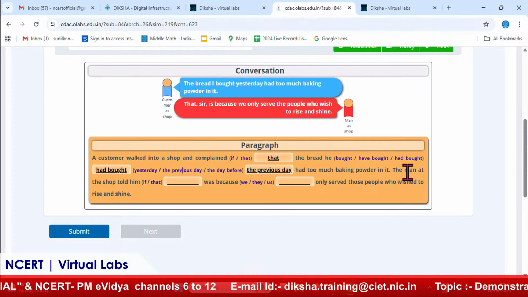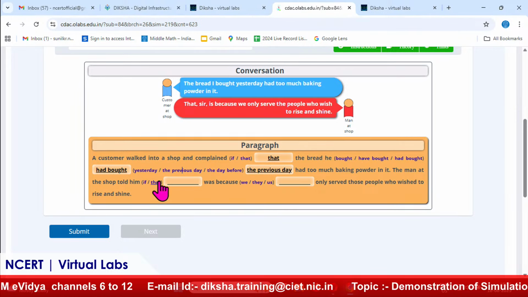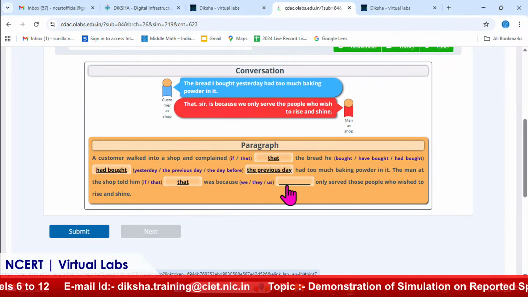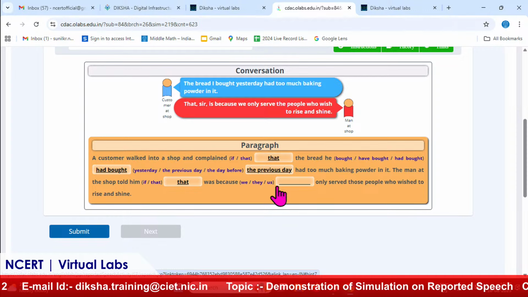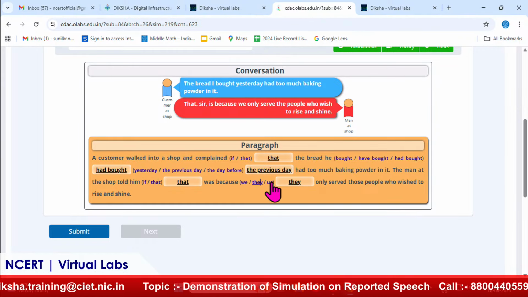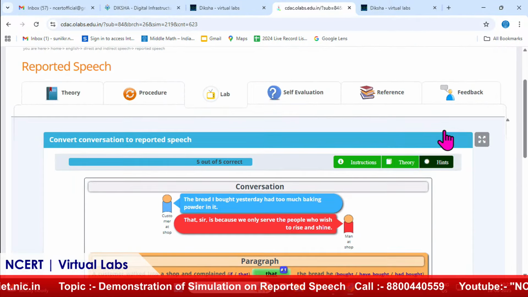Had too much baking powder. The man at the shop told him that it was because they only served those people. Because they, we, they. They. Yeah. It's in reported speech. Okay. Let's see. Nice.